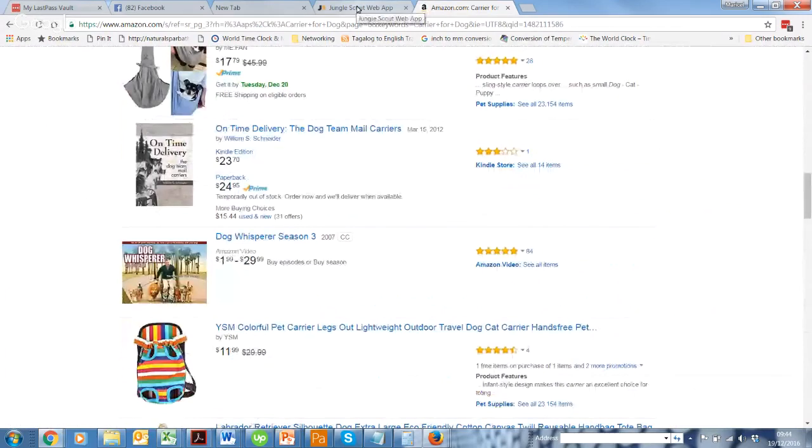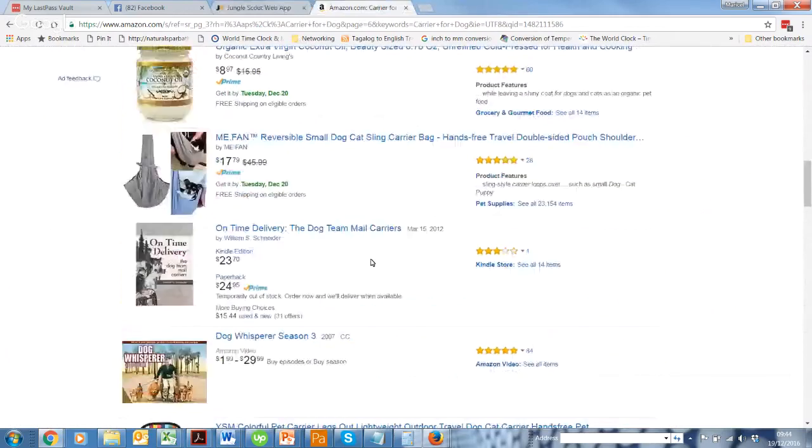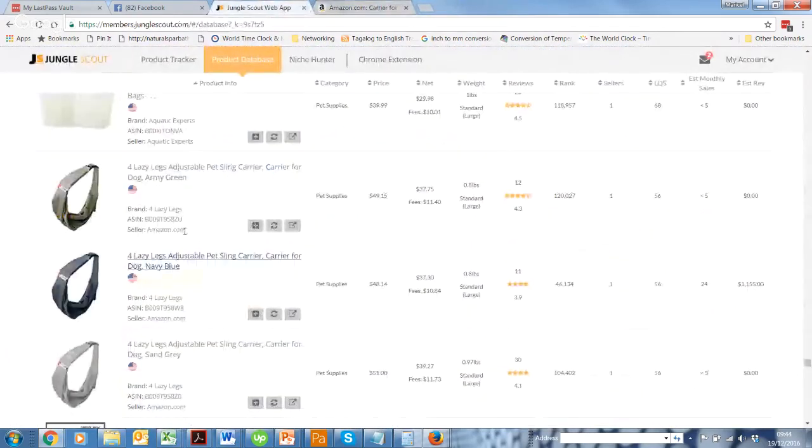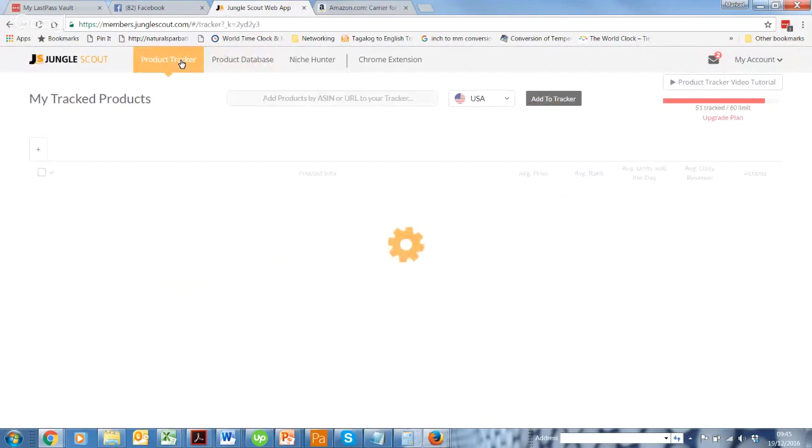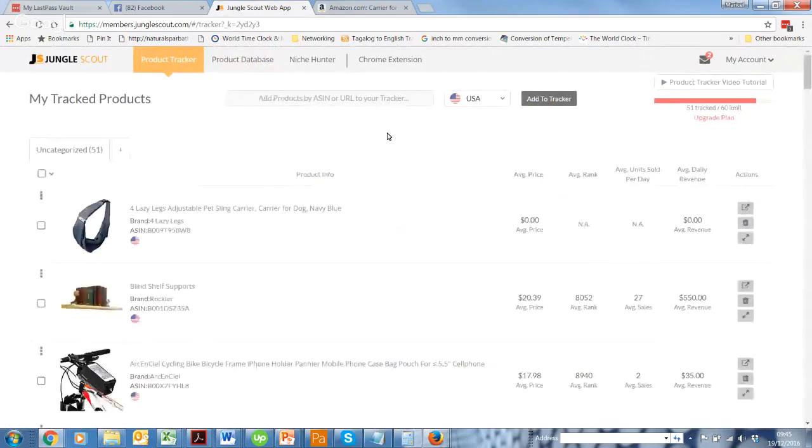So, which is pretty encouraging. Now, bearing in mind, we haven't done too much research from a keyword point of view, but I'm going to add that to the product tracker. Okay, that's now done. Now, if we go back over to the product tracker at the top here, you'll see that I've already got a lot of products listed.